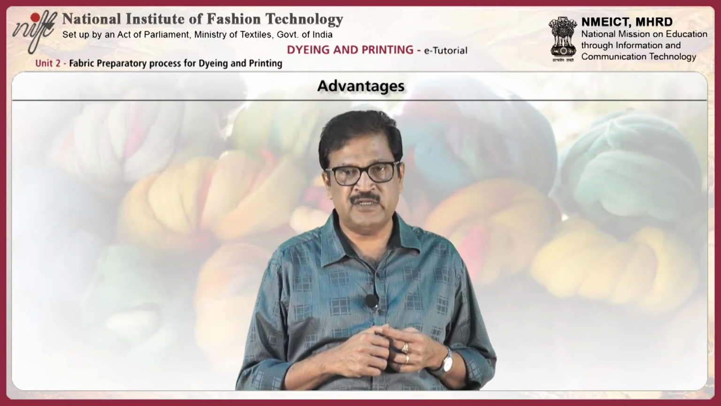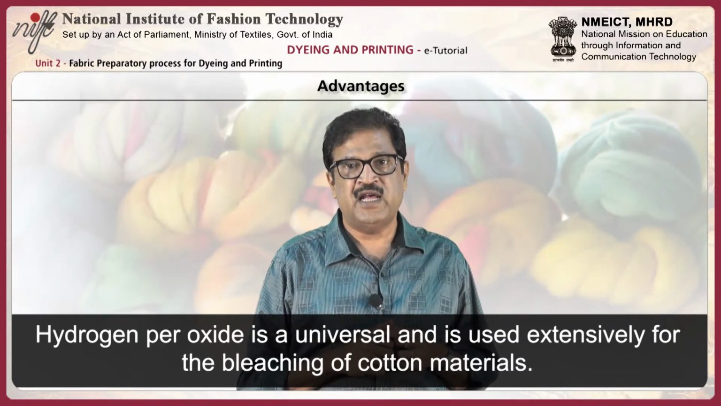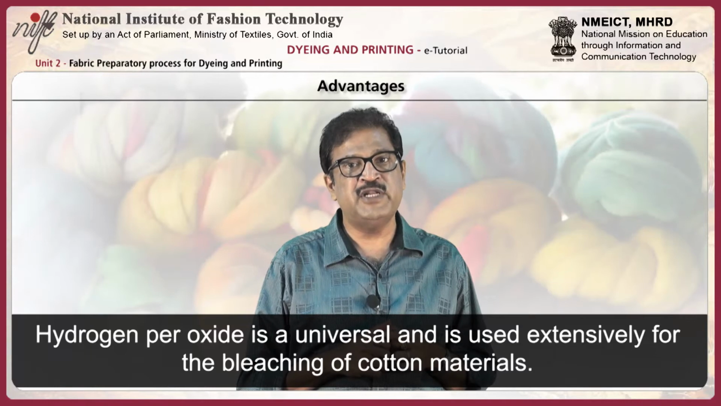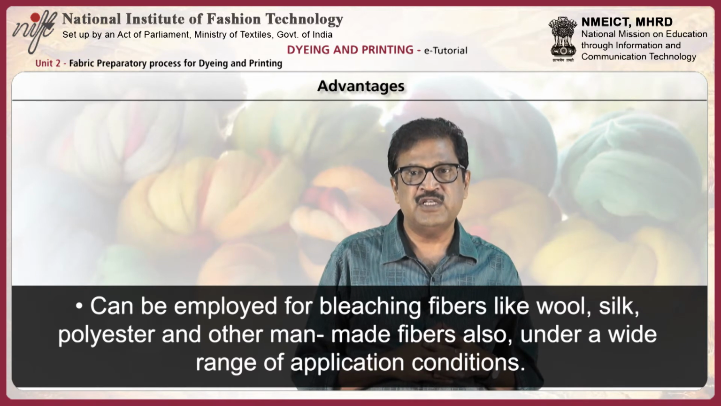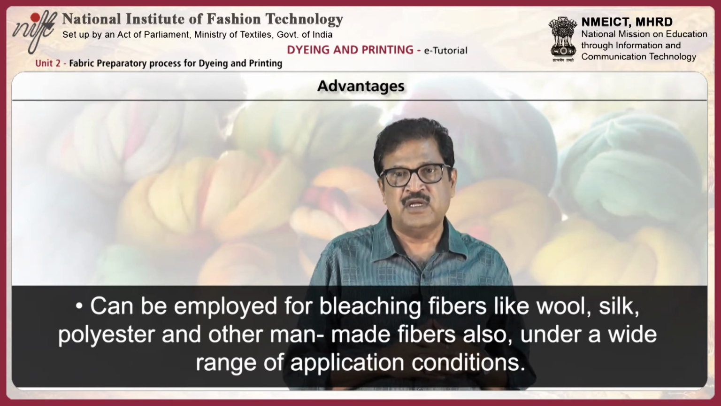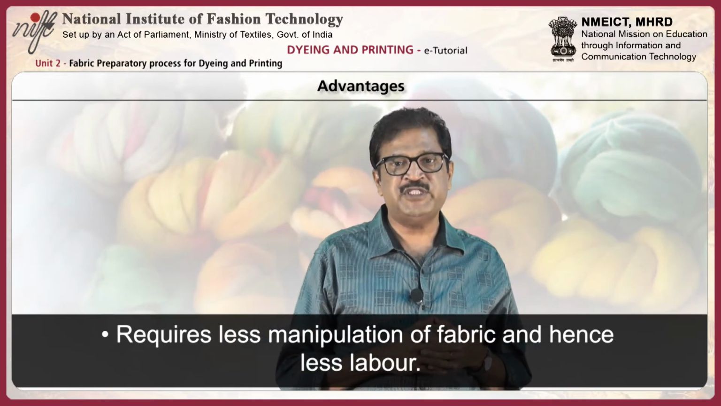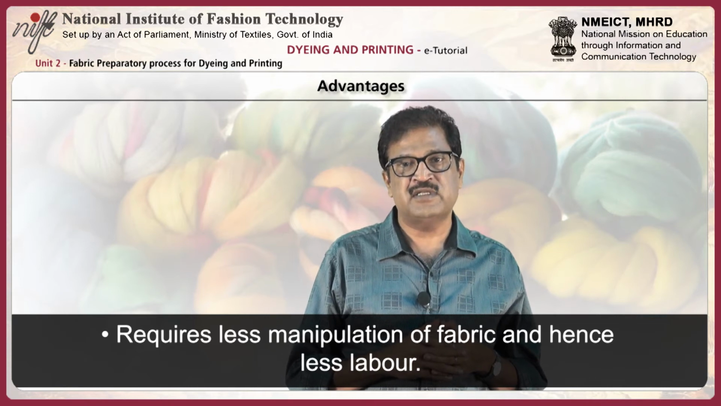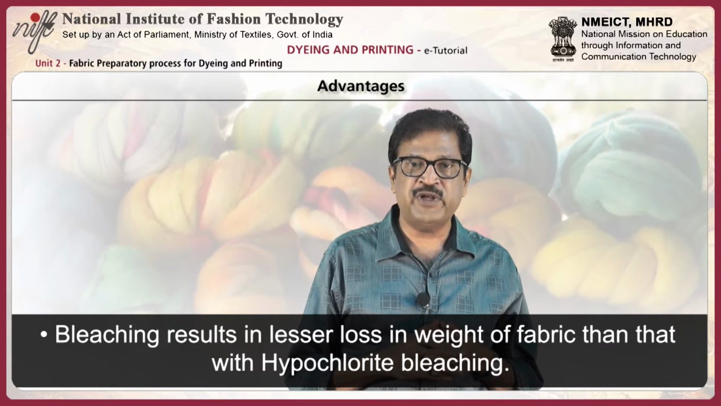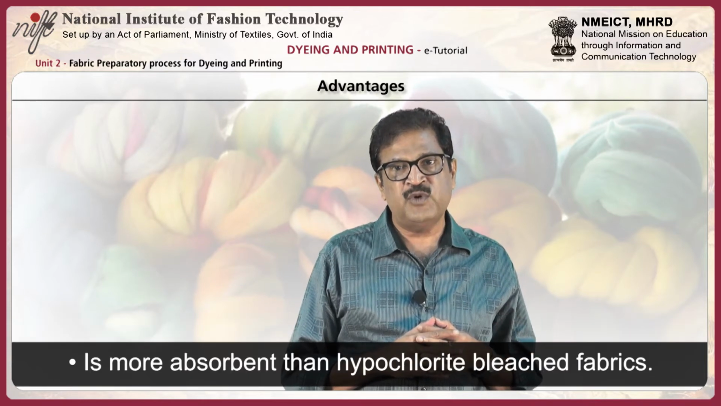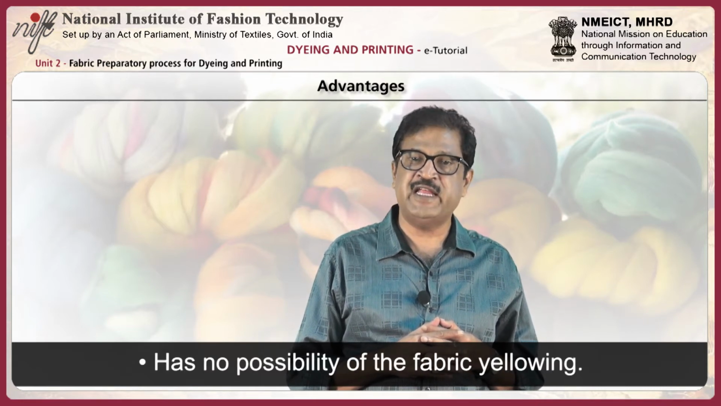Advantages of bleaching with hydrogen peroxide. Hydrogen peroxide is a universal bleaching agent and it is used extensively for the bleaching of cotton materials, and it can also be used for wool, silk, polyester and other man-made fibers under a wide range of applications. It requires less manipulation of fabric and hence less labor, results in lesser loss in weight of fabric than hypochlorite bleaching, is more absorbent than hypochlorite bleached fabric and has no possibility of fabric yellowing.